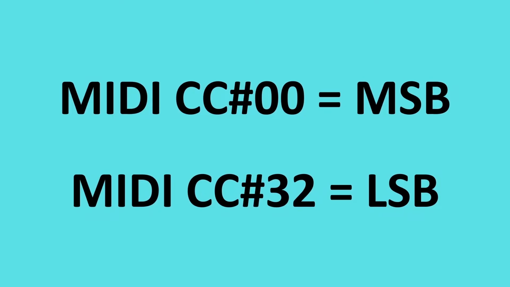That's the DAW. What about using a MIDI controller? For example, here I'm going to be using the FCB1010 MIDI pedal board. But again, the principles are pretty much the same for any other MIDI controller that can send program changes. You need to know that MSB and LSB have a MIDI CC number assigned to them. MSB has the CC number 00 and LSB has the CC number 32.